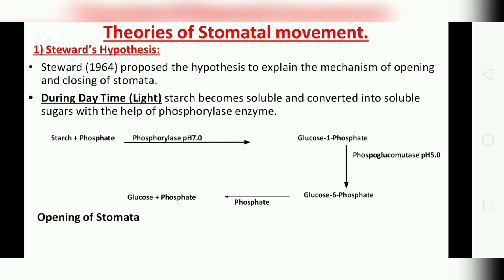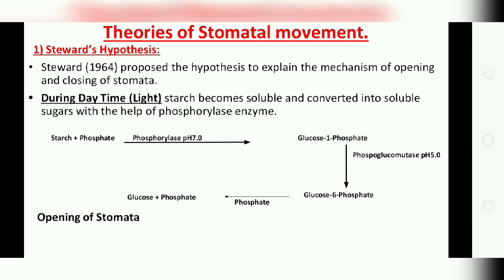In 1964, Steward proposed the hypothesis to explain the mechanism of opening and closing of stomata. According to this hypothesis, glucose 1 phosphate is osmotically inactive unless it is converted to glucose, so no change in osmotic relation can occur. He showed that metabolic energy, that is ATP, is necessary for closing of stomata.